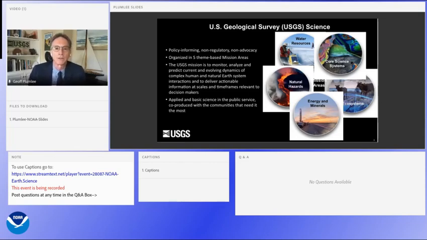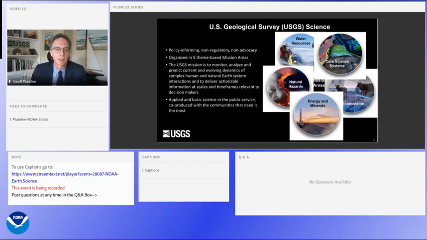And we try to deliver this information to decision makers on the timescales, non-geologic timescales relevant to the needs for those decisions. And it's a wide range of decision makers, ranging all the way from Congress, from land managing agencies, other federal agencies, all the way to the public as well.